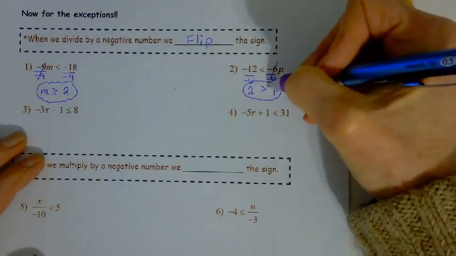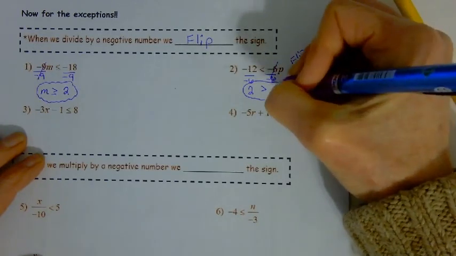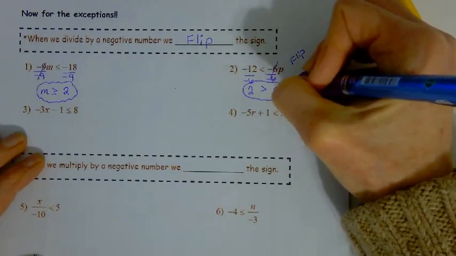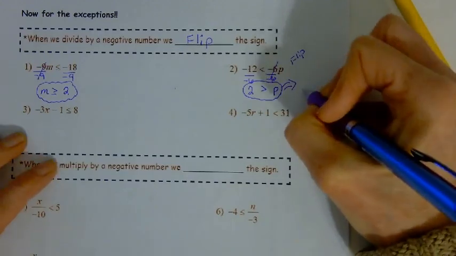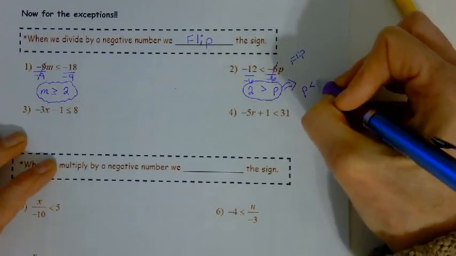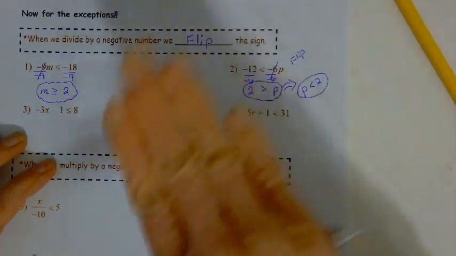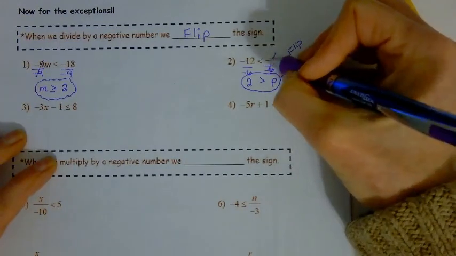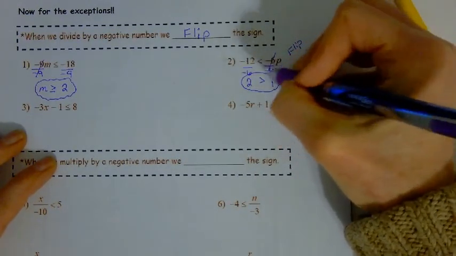But please remember, I also want you to put the variable on the left. So when you write your final answer, I'd like you to put p here. You're going to flip everything. P less than 2. We're just going to make the variable on the left by flipping everything. So we flipped the sign here when we divided by a negative number. And then when we got our answer, I want you to rewrite it. Okay, so let's look at number 3 and 4.